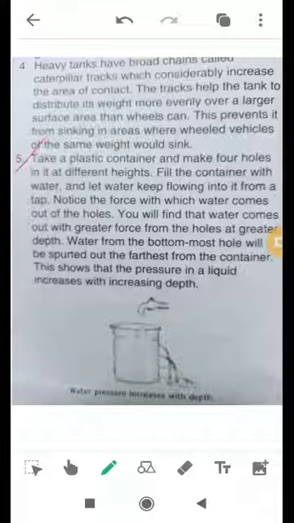Now question number 5, that is, how does the pressure exerted by a liquid change with depth? Explain with a diagram. For this you have to give an activity, showing that pressure increases with the depth. Take a plastic container with holes at different levels. Fill it with water and open the tap. You will find that from the lowest hole the water is coming out very fast, with the strongest force, compared with the uppermost hole. So pressure increases with depth.